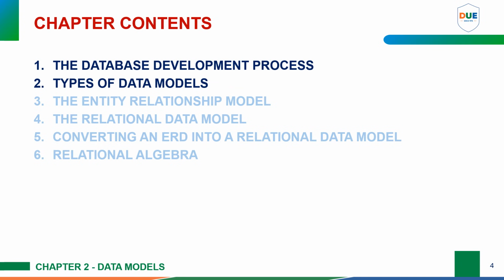Here is our roadmap for the chapter. We will begin with the database development process, then look at the types of data models. From there we move into the entity relationship model, and the relational data model. Finally, we will learn how to convert an ER diagram into a relational model, and close with relational algebra. In this first part, we focus on the first 2 topics, the development process and the types of data models. The rest will follow in the next parts.